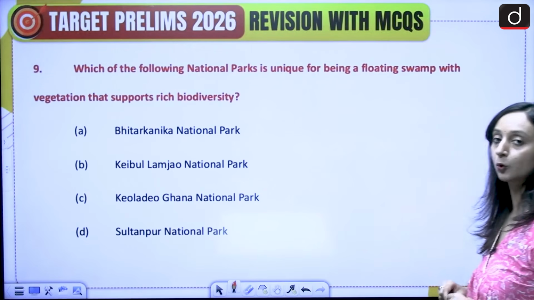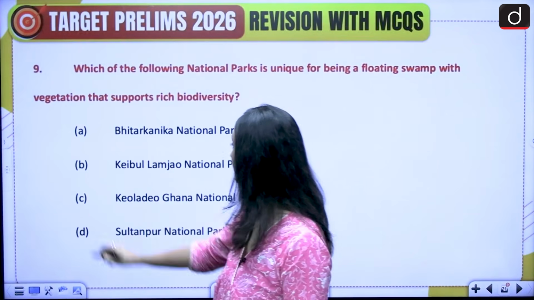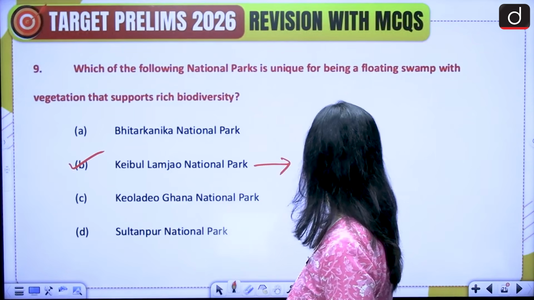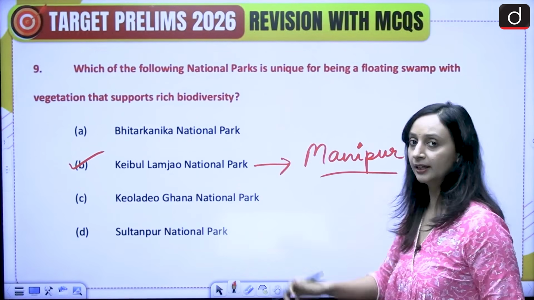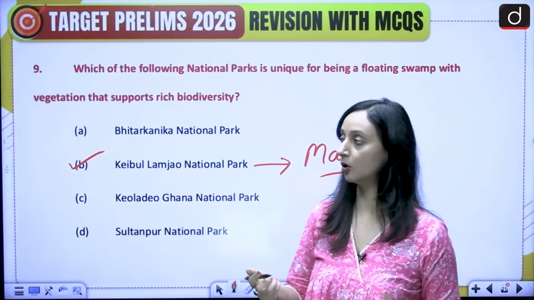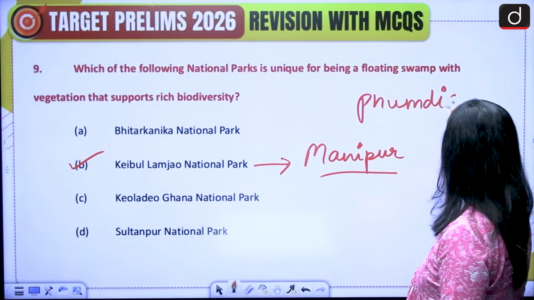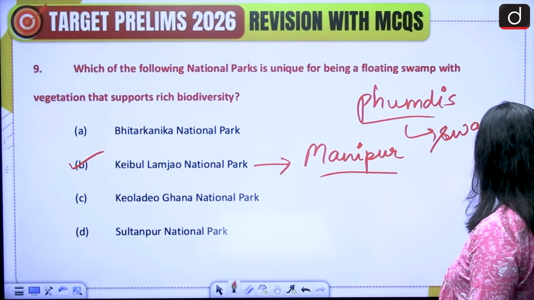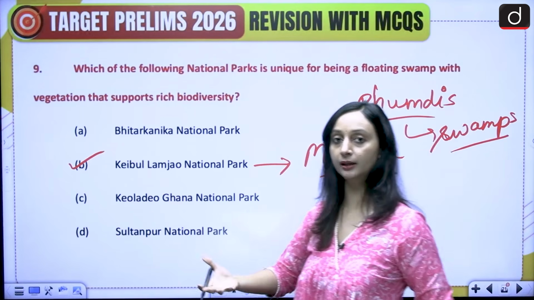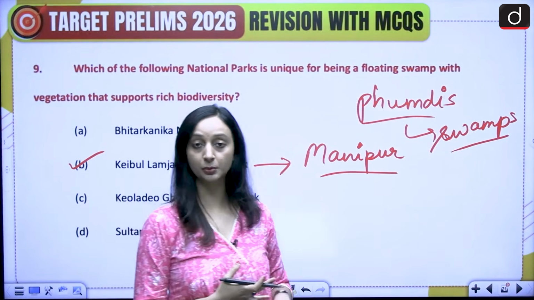So which is the only floating national park that we have in India? It is the Keibul Lamjao National Park in Manipur. And it has these special areas that are called phumdis. These are swamps, floating swamps, floating areas. And these floating areas are going to have everything. They have vegetation also. They have species that have to be conserved.